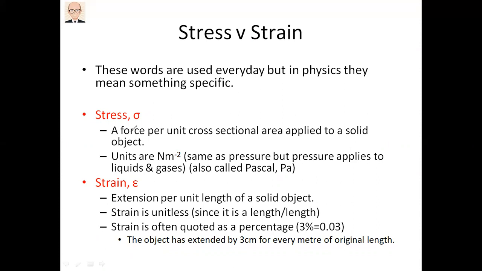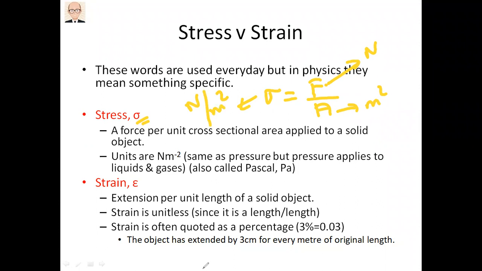Now, first look at stress. The symbol of stress is going to be like this. And the meaning of stress: a force per unit cross-sectional area applied to a solid object. So that means stress is equal to the force per unit cross-sectional area, F divided by A, cross-sectional area. The units are Newton per meter square. Here we can easily find the unit. We know that the unit of force is Newton, and the unit of cross-sectional area is meter square, and the unit of stress is going to be what? Newton per meter square.